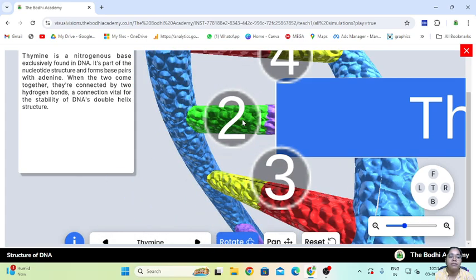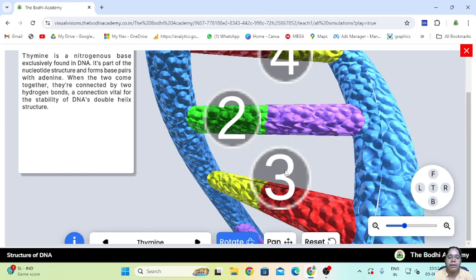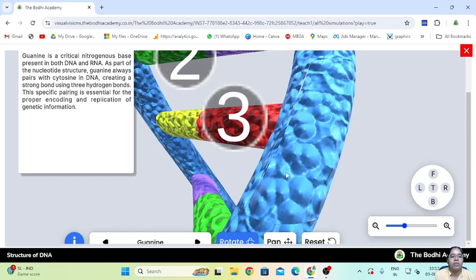The second base is thymine. Thymine is a nitrogenous base exclusively found in DNA. It's part of the nucleotide structure and forms a base pair with adenine. So adenine and thymine form the base pair together. When the two come together, they are connected by two hydrogen bonds, a connection vital for the stability of the DNA's double helix structure.